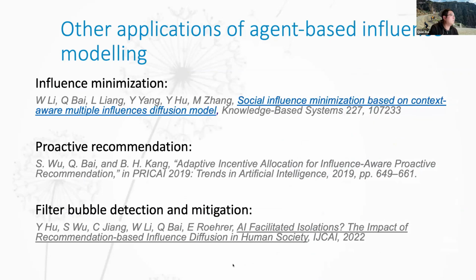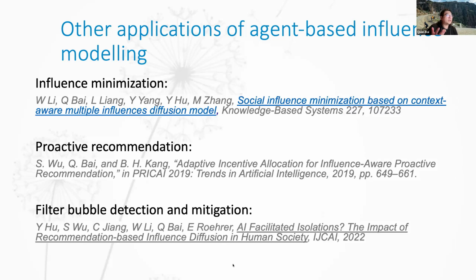Besides multiple influence propagation, we also work on some other applications of agent-based influence modeling. For example, we work on what we call proactive recommendation. Proactive recommendation is different from the traditional recommendation system. Traditional recommendation systems only consider the human user's preference. So which one you prefer, then we try to predict the items that you are interested in.